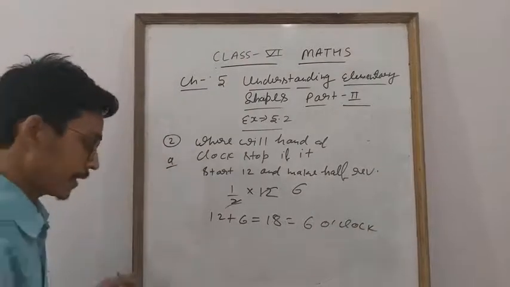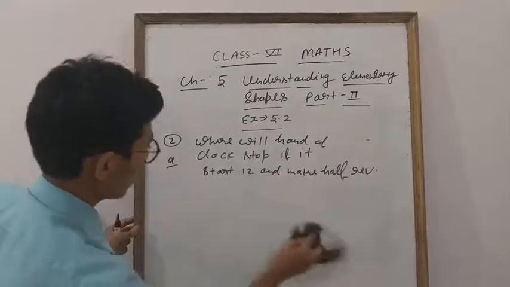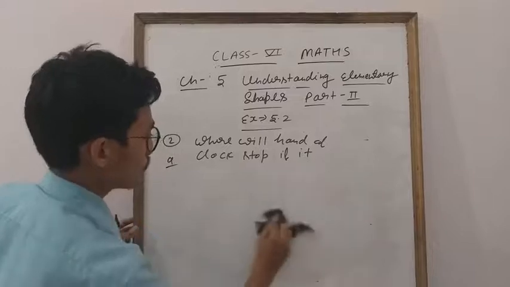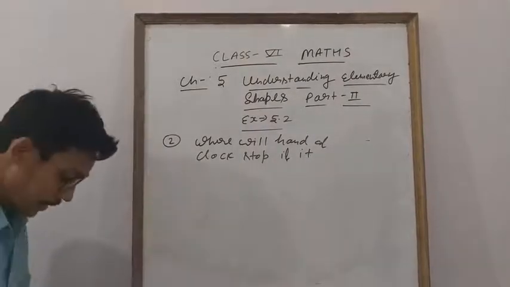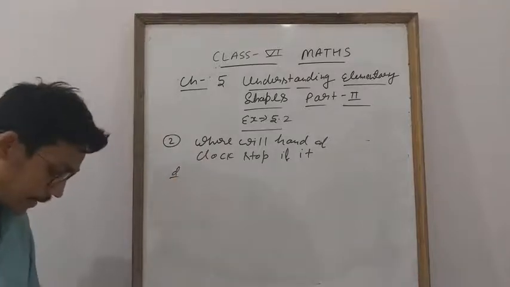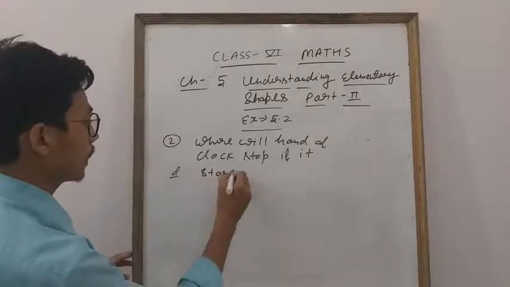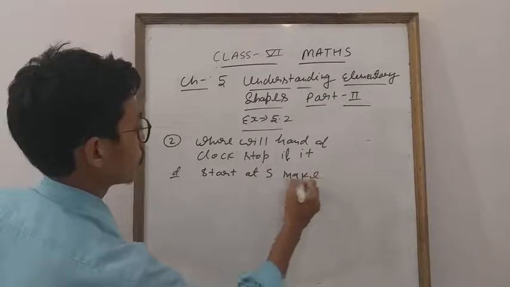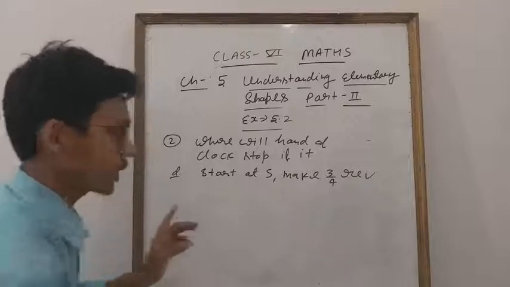Okay, let's try the next question to see whether the answer will come on the basis of this method or not. So the next question is given. I am doing D1. Start at 5 and make 3 by 4 revolution. So the second method we will apply, students.